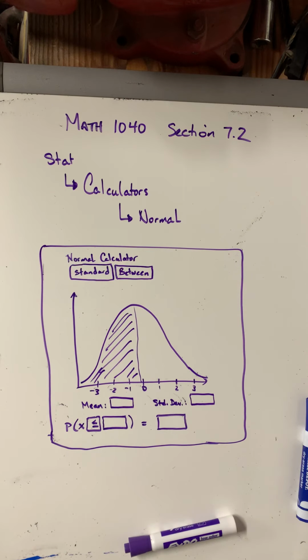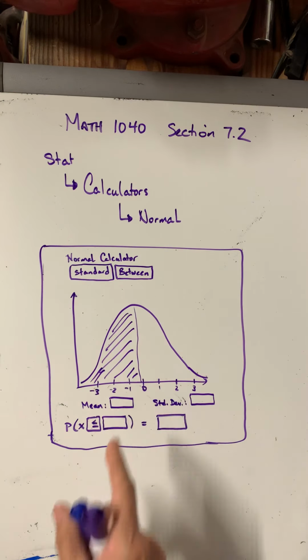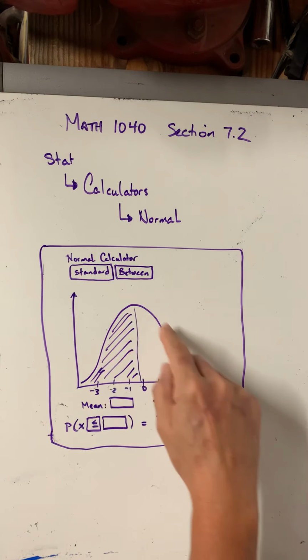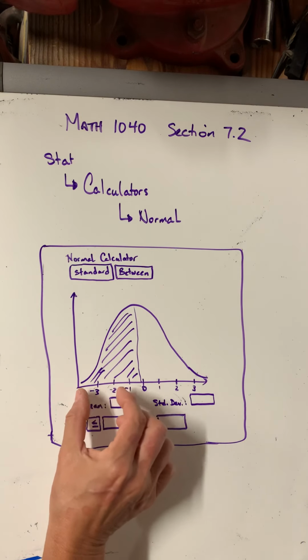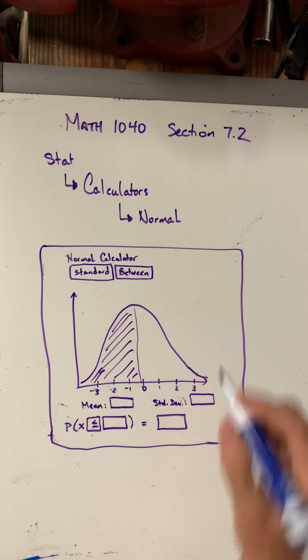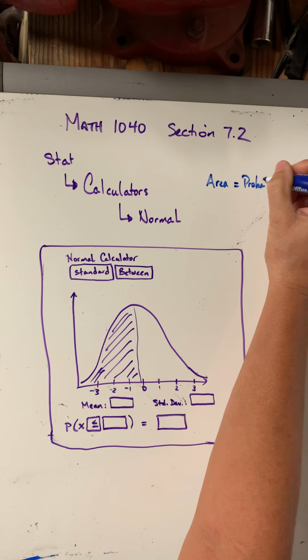This is the video lecture for Statistics Section 7.2, and what we're going to be doing is solving problems that require us to use the normal curve to find probabilities. Back in 7.1, we learned that if I have a normal distribution, then I have my normal curve, and if I can find the area of whatever section, that's equivalent to finding the probability that it would happen. So first, let's remind ourselves that area is the same as probability.